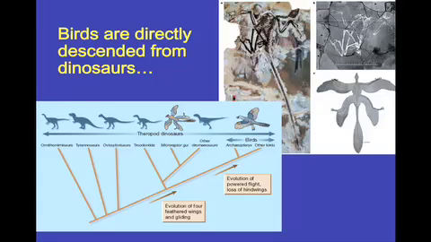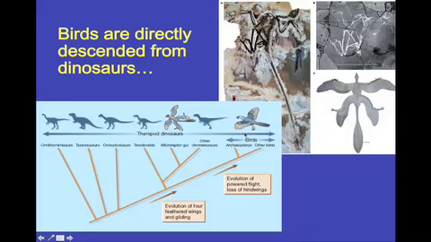Birds are directly descended from dinosaurs. If we look at the evolutionary tree leading to the birds, we have our old friends the Tyrannosaurus rex, Oviraptors, a bunch of other things. Then we get some lineages that start showing feathers. And I'm going to talk a lot about the evolution of feathers later. We'll get to that in more detail. The important point of the day is that birds clearly belong with the dinosaurs.